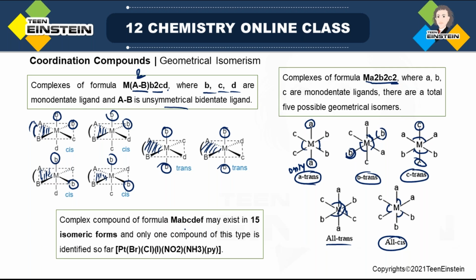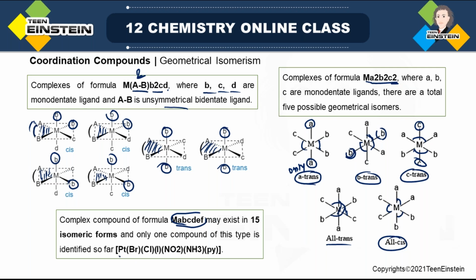Now, a very unique example: Mabcdef. Six different types of ligands are present. Though this is not very common, you should still know it because it is a very good example. With this type of ligand it is not really possible to draw all of them, but you just have to memorize that it may exist in 15 isomeric forms. Under this category, only one compound has been identified so far. So it is not that you have many examples of this type. Only one has been reported until now.